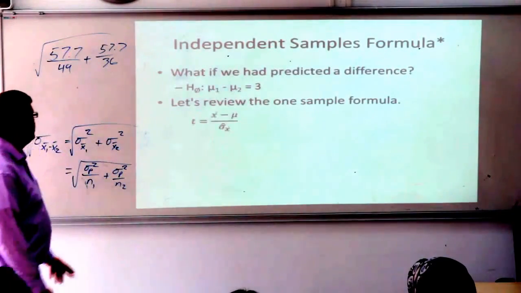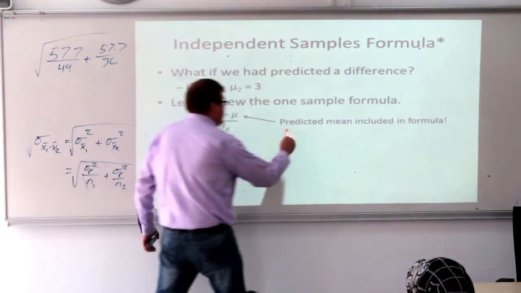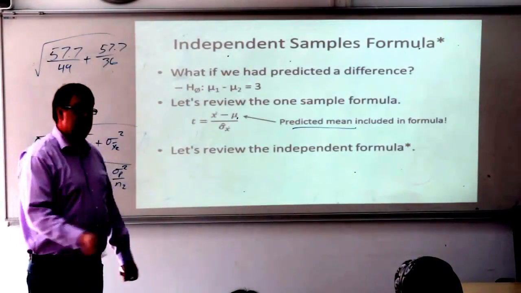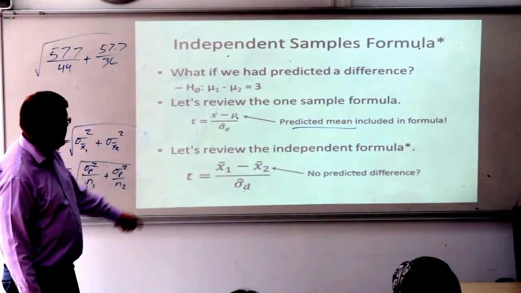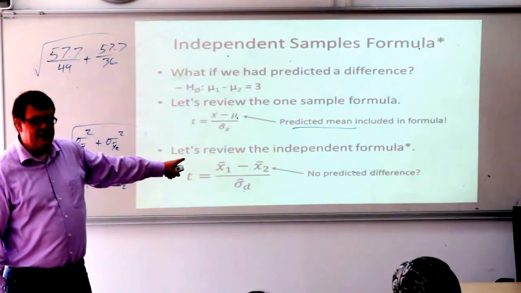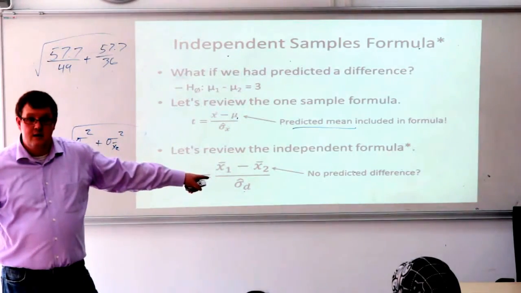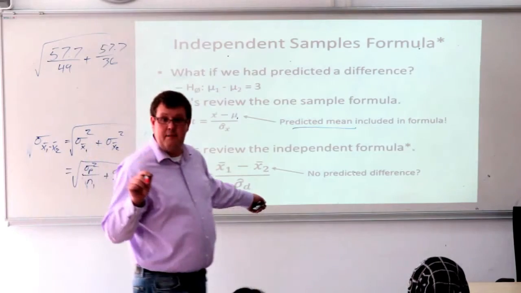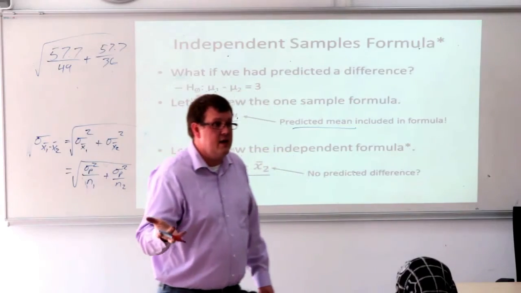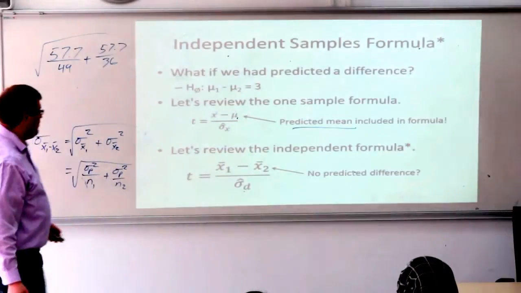Let's review the one sample formula. So the one sample formula was like this. Now, in the one sample formula, the predicted mean is up here. In the independent formula with the asterisk, we had this. And we don't have the predicted difference up here. The reason that we didn't have the predicted difference up here, in this case, was because, what do we predict the difference would be in our null hypothesis? Mean 1 minus mean 2 equals 0. We predicted no difference, right? So if we predicted no difference, that would sort of just drop out.